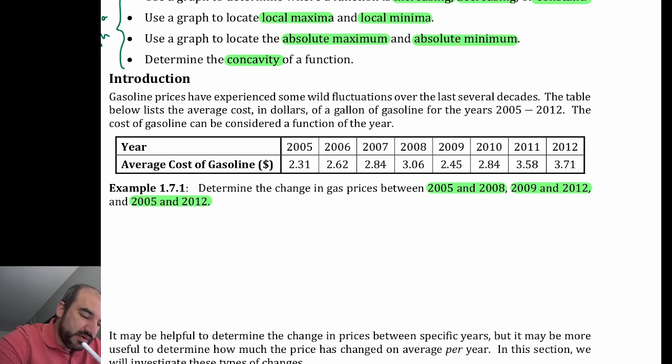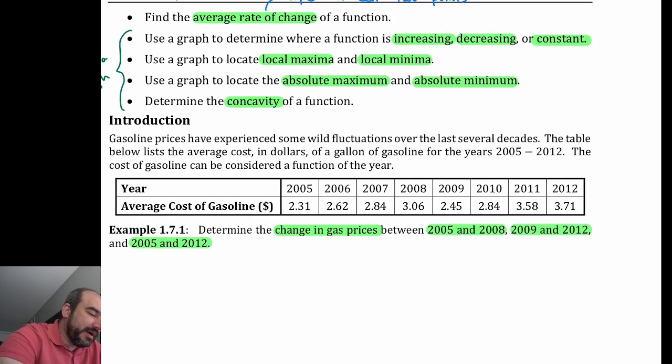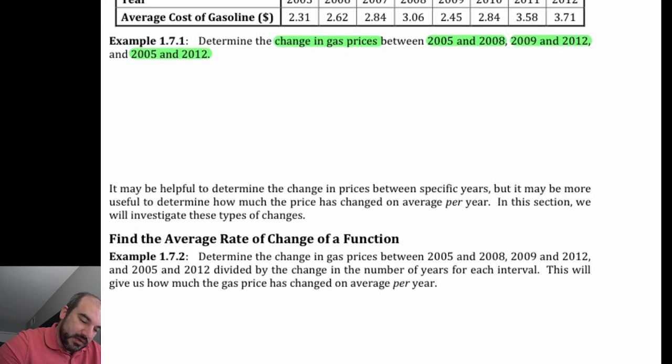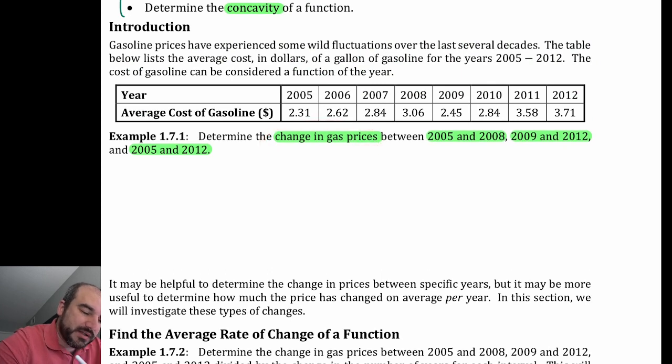And when it says to determine the change in gas prices, that's asking for the average rate of change, which is going to be the slope between those 2 points. So on the first part here, 2005 and 2008, we're figuring out what happened to the change in gas price. Sorry, this one is just asking for the change in gas price. So what was the price in 2008? What was the price in 2005? We just want to find the difference of those. So 2005 to 2008.